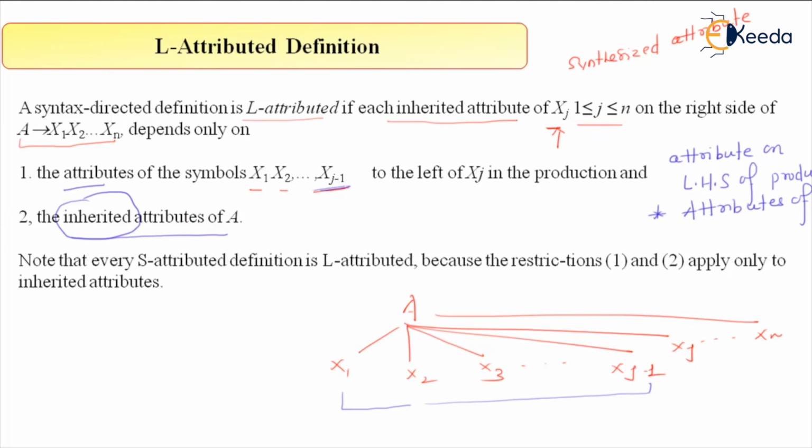One simple point here is that every S-attributed definition is L-attributed. The reason is this restriction, because restrictions 1 and 2 only apply to inherited attributes. As the definition says, every inherited attribute either depends upon x1 to xj minus 1, that is attributes on the left, or the inherited attribute of A. So that is the definition of L-attributed. Every S-attributed definition is also L-attributed because the restriction is not applicable to synthesized attributes.